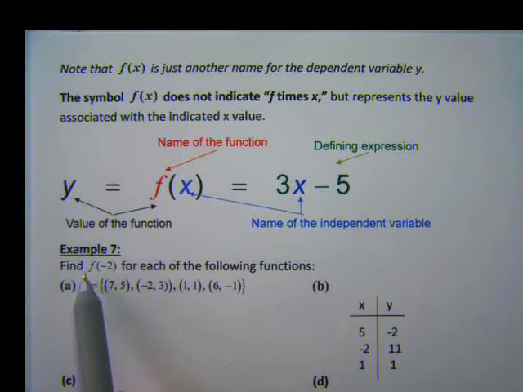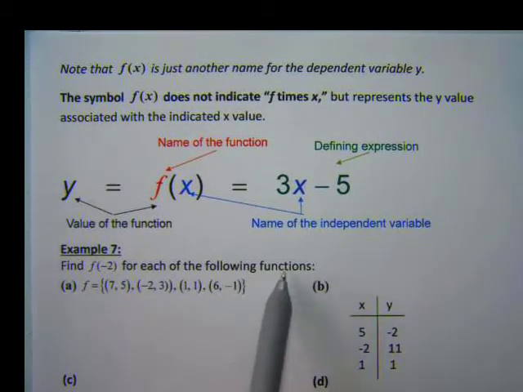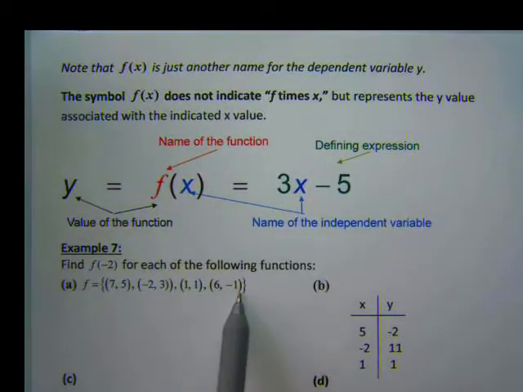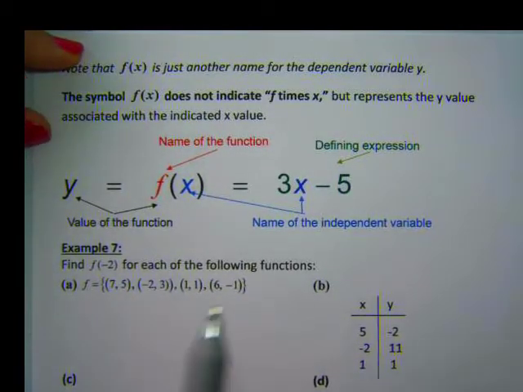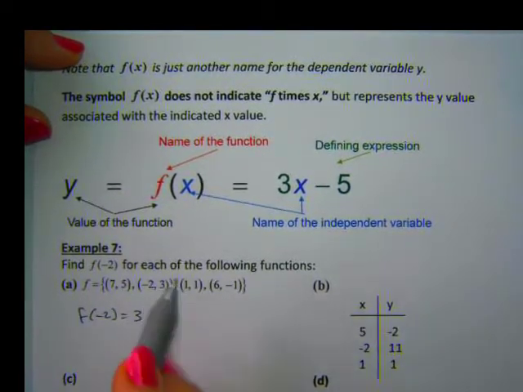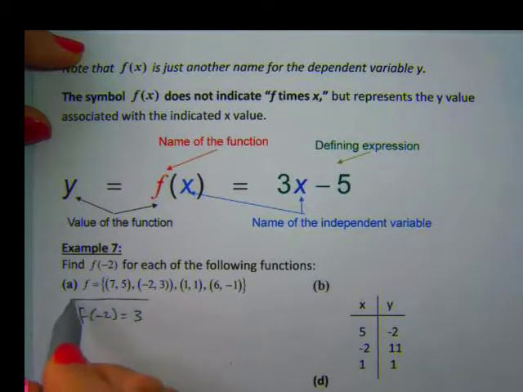It says find f of negative 2 for each of the following functions. What is another way to restate this example? This example is saying when x is negative 2, what is y? Because that's for f of negative 2. So for the first example, we have this function. If we want f of negative 2, we'll see that f of negative 2 is 3. It's what is y when x is negative 2.